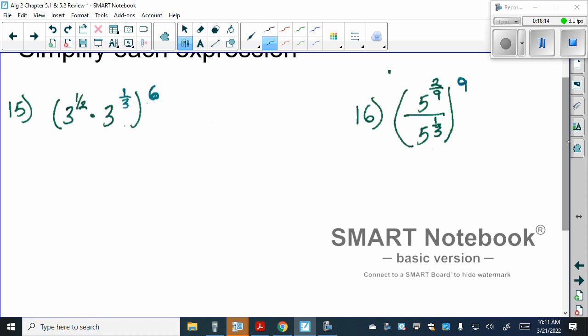We also have our power of a product. Because of the 6 outside, we can multiply it to both of the exponents on the inside. It doesn't matter which one we do first, because we'll end up with the same thing. It might be easier to apply this 6 to both of these first before we add the exponents, because 1/2 plus 1/3 is not a nice addition. Let's see what happens if we multiply. Here we'd have 3 to the 1/2 times 6 times 3 to the 1/3 times 6.